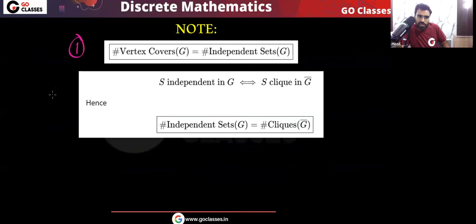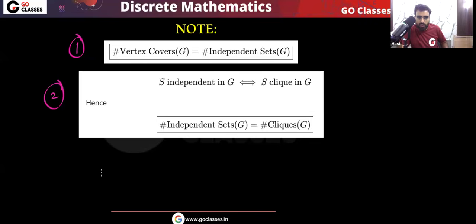Okay, so everything we have seen, and these are the two results. You can see result 1, result 2. The number of vertex covers in G is equal to the number of independent sets in G, and the number of independent sets in G is equal to the number of cliques in G complement. Because you already know that if S is an independent set in G, then S will become a clique in G complement, and if S is a clique in G complement, then it will become an independent set in G. When you complement the graph, independent sets become cliques and cliques become independent sets.